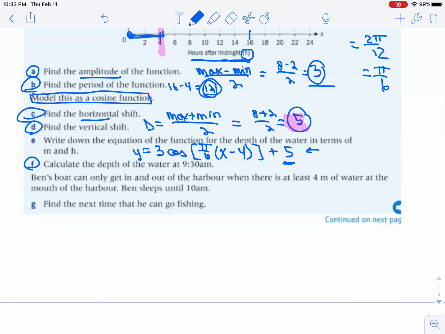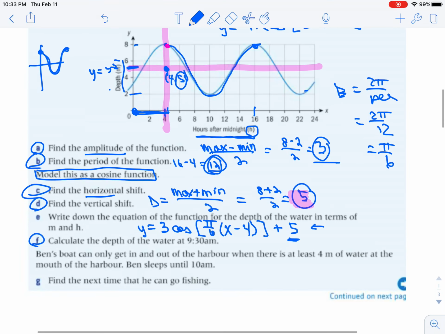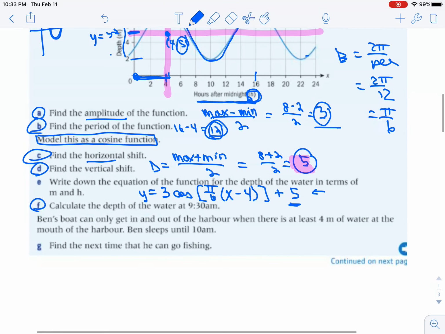All right, for F, it says calculate the depth of the water at 9:30 a.m. So remember that H stands for the hours after midnight. So at 9:30 a.m., H is equal to, actually I have X in here, and we're supposed to write it in terms of M and H. So the hours after midnight is H, and the height in meters is M. So I'll put that in there. H then is going to be 9.5, because 9:30 a.m. is 9.5 hours after midnight.